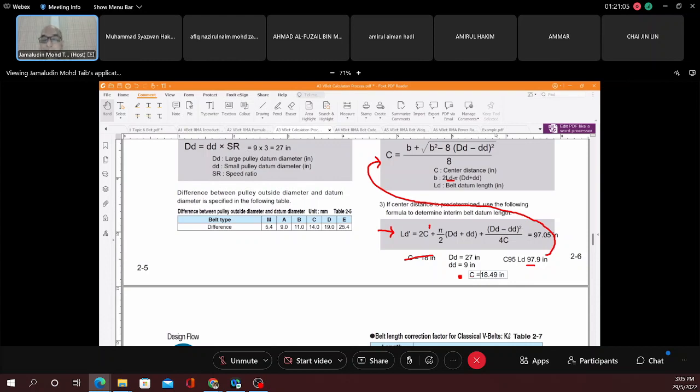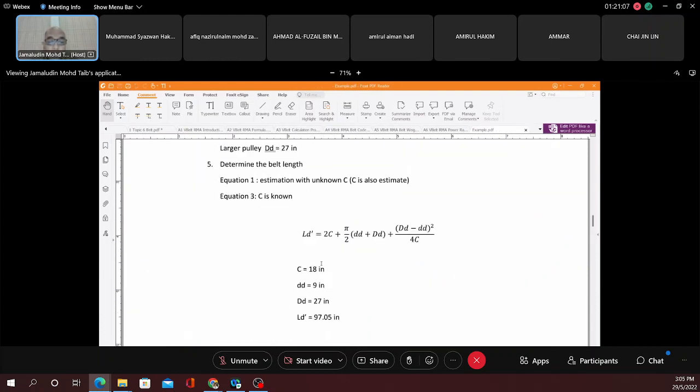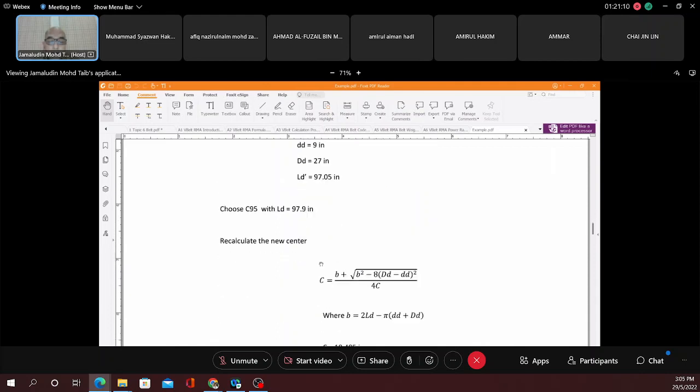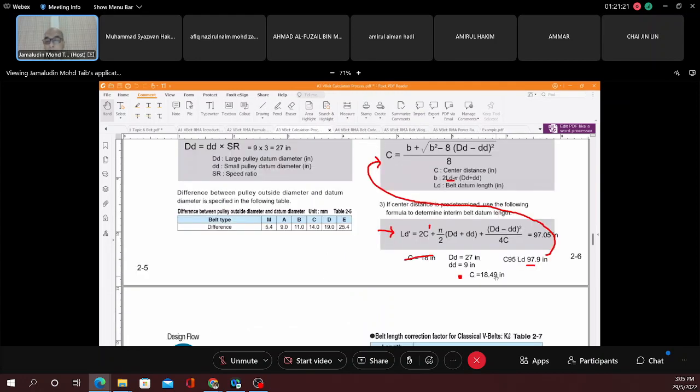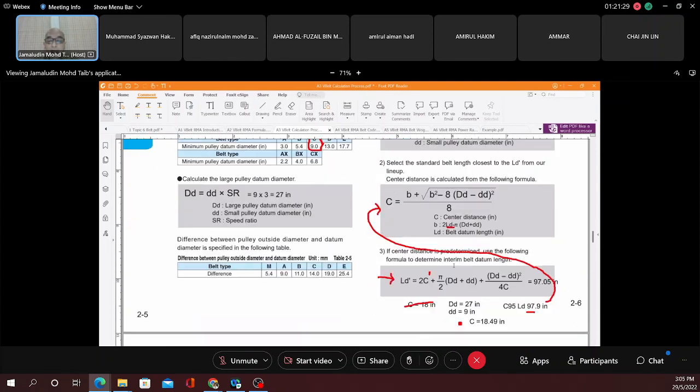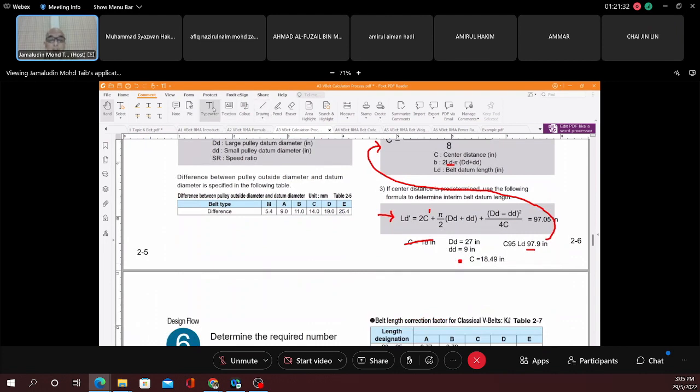Let me check mine. What do I get here? Mine is 18.48 or 49. That's correct. That will be the value of the new C. Up to step number 5, at the end of the day, what you're going to get is the configuration of the pulley system.